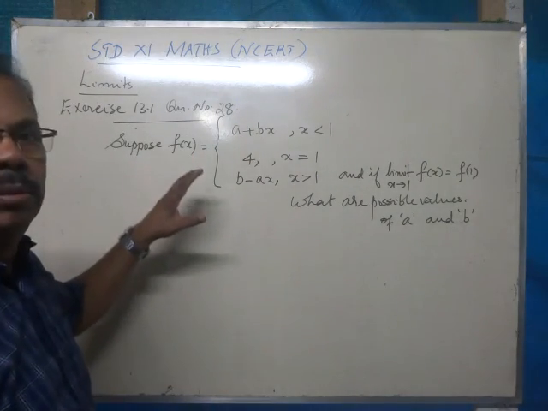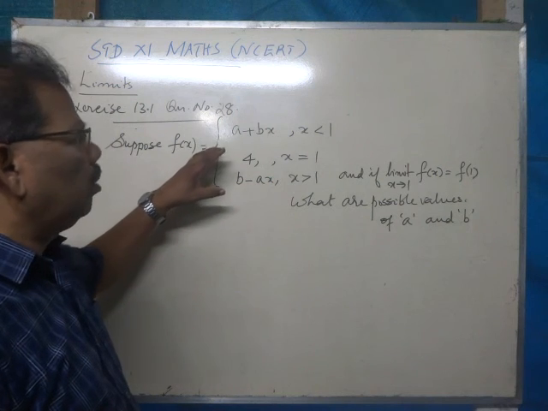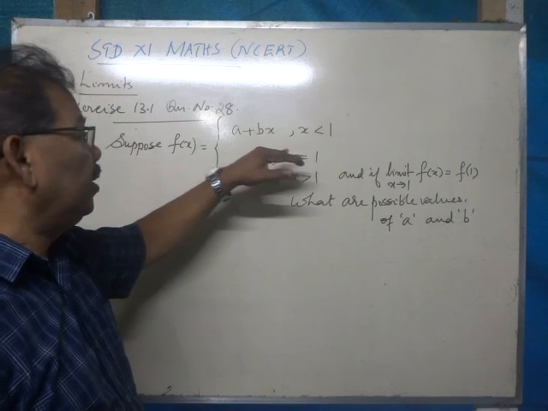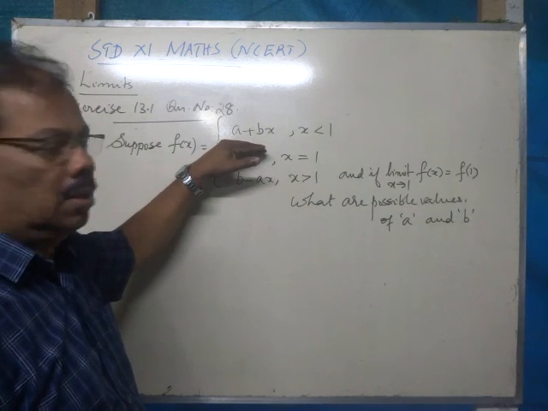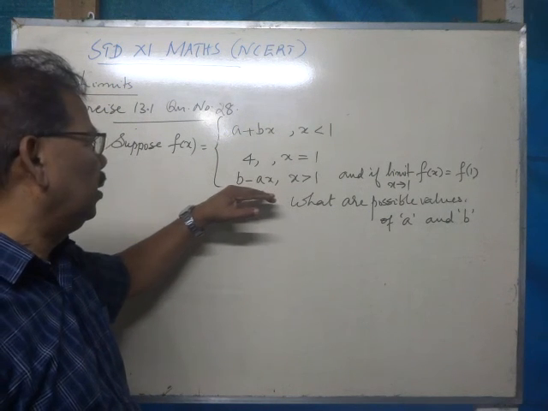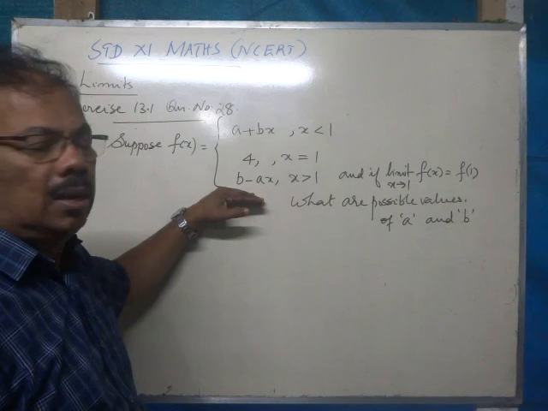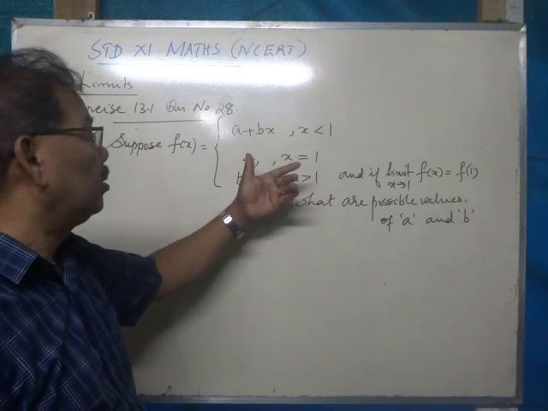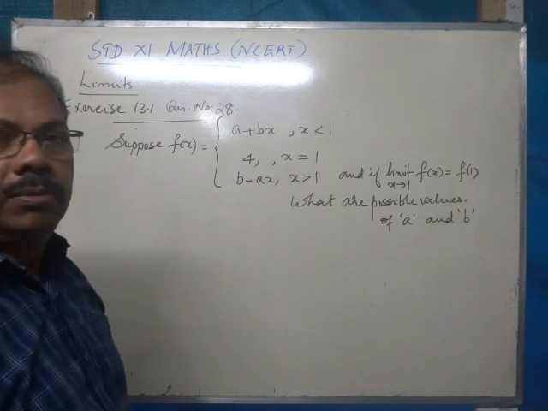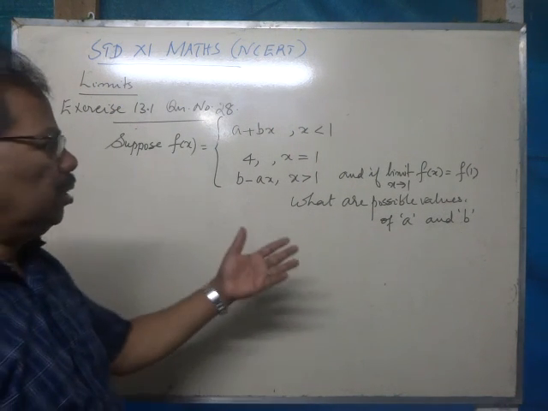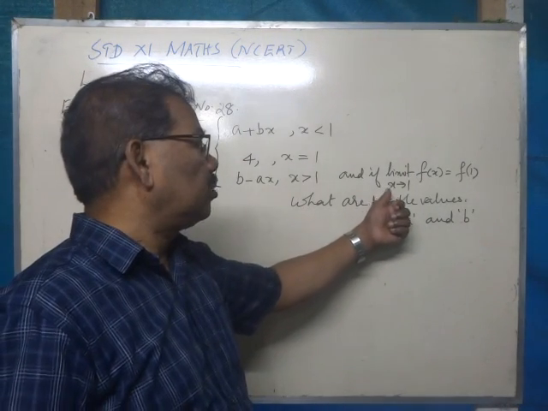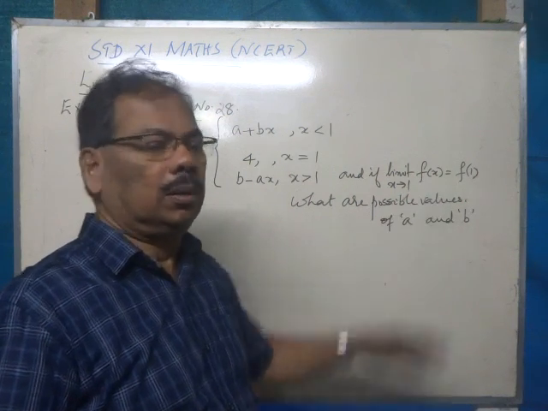In the question, for values x less than 1, the function is defined as a plus bx. For values x greater than 1, it is defined as b minus ax. And for x equals 1, it is defined f of x equals 4. In that case, we are asked to find out the possible values of a and b provided limit x tends to 1 f of x is equal to f of 1.